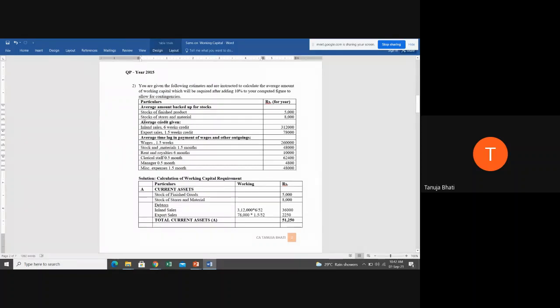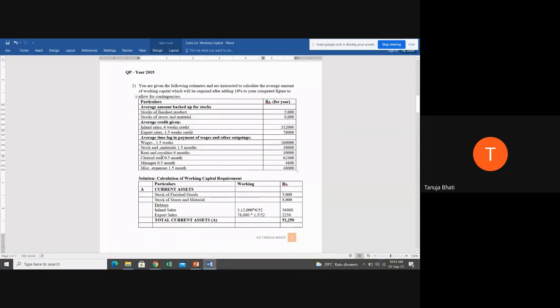Next, sales on credit give rise to debtors. Therefore, inland sales are 3,12,000, but the credit period is 6 weeks. So you will do 3,12,000 into 6 divided by 52. Okay, that is 36,000. And export sales are 78,000 with 1.5 weeks, so 78,000 into 1.5 divided by 52, you get 2,250. Take this total to get the total current assets. So all this we had to cover under current assets, which we have covered.